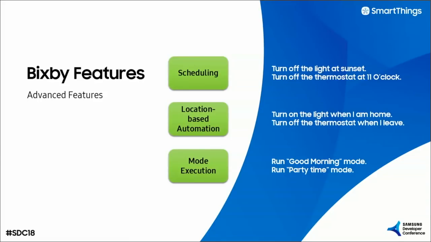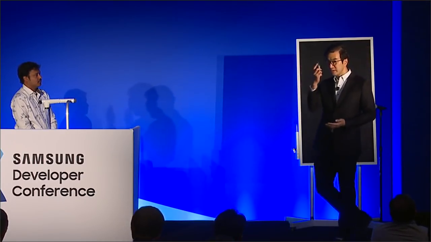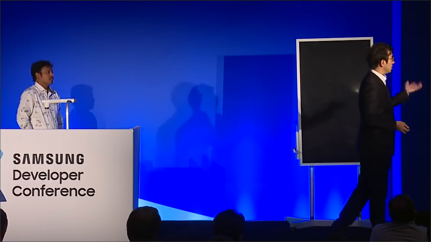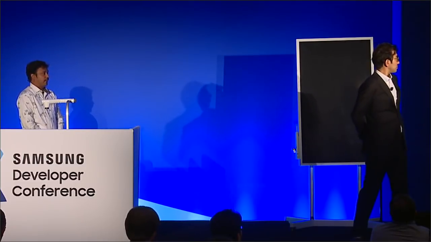But this is even difficult for some users because you have to go to the phone, put on the fingerprint or show the face to unlock it, go to the app, find the place for the mode, and press the button. Instead of doing that, you can just say, run good morning mode or run party time mode to any nearby Bixby assistant. Bixby already knows what you created in the SmartThings app, so Bixby will execute it.